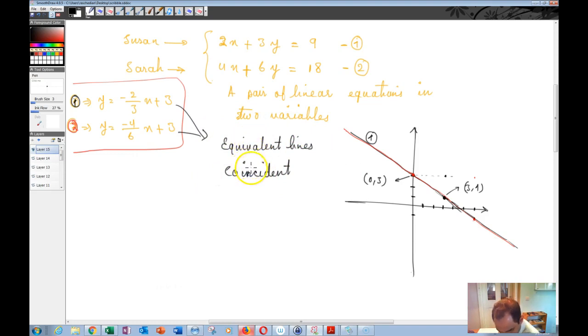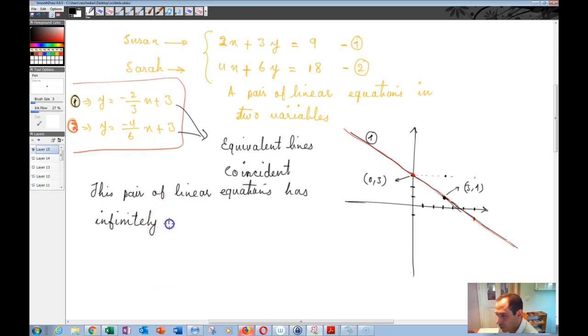So that means that this pair of linear equations has infinitely many solutions. Whatever point you go, basically if you move from negative infinity all the way to positive infinity, all of these points are going to be common between these two lines. So therefore you can say that this pair of linear equations has infinitely many solutions.